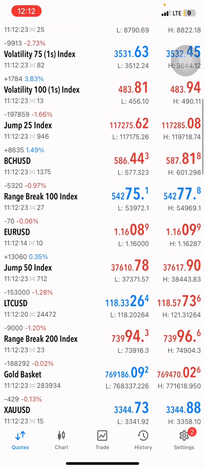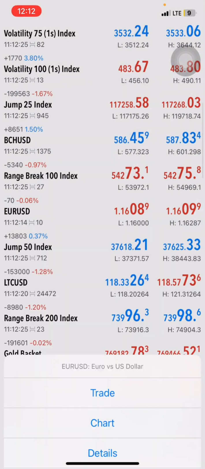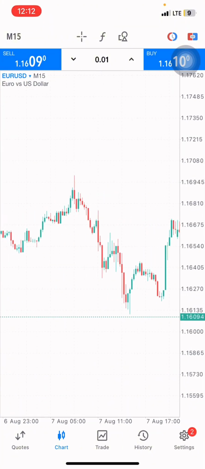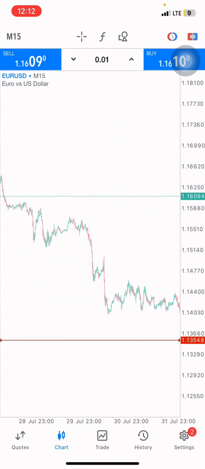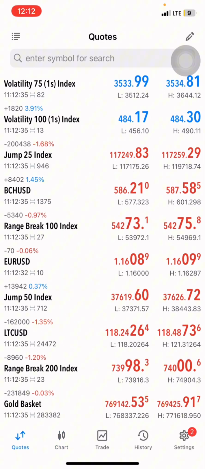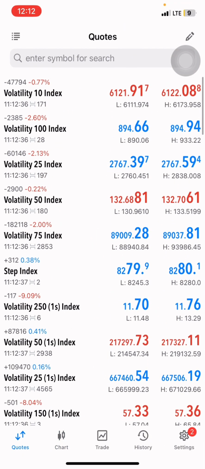Now let me show you the original. This is the Euro USD chart. You can see it's basically the same thing. Candles, price moving from point to point. That is it. These volatility indices are just mimicking this forex market.